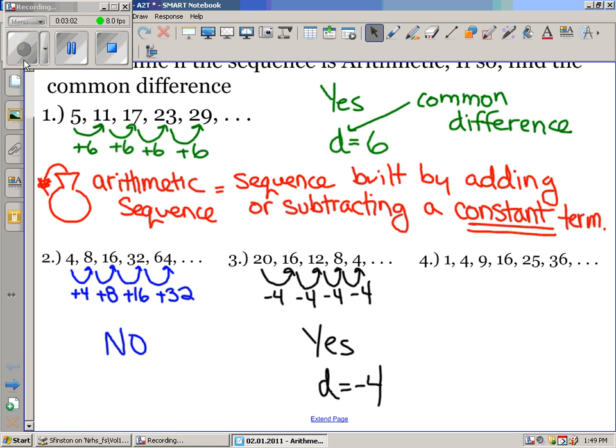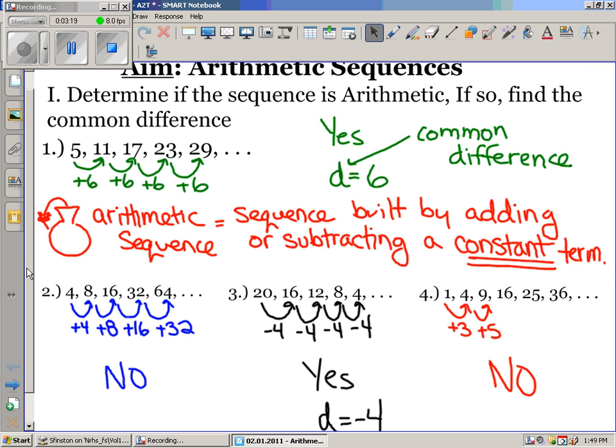And let's do this one over here. Sorry, I can't help myself. This is like plus 3, plus 5. You know what? I don't even need to go any further. I could just say no. And that's it. So that's the idea. That's what an arithmetic sequence is. It's got to have a constant difference between each term.